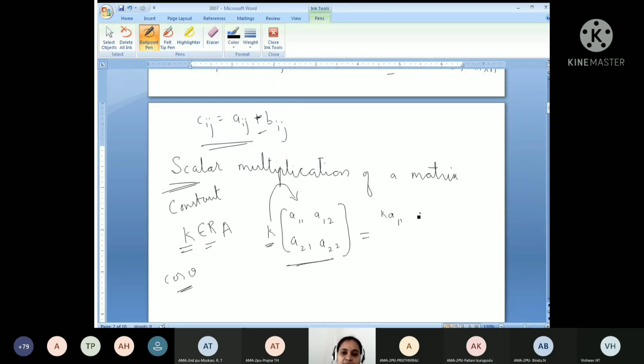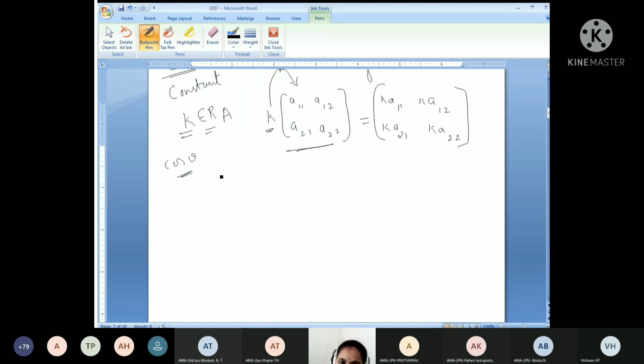It is K A11, K A12, K A21, K A22. That's all. This is how scalar multiplication goes. Definition: scalar multiplication kA, or the matrix K times Aij of order m by n, is nothing but K aij, m by n. For every element you need to multiply K. Is that okay? Fine. One example I will show you.